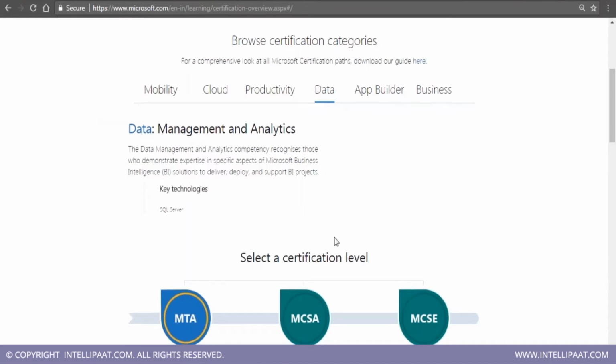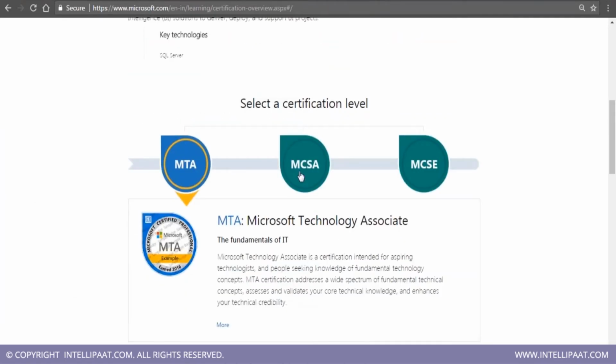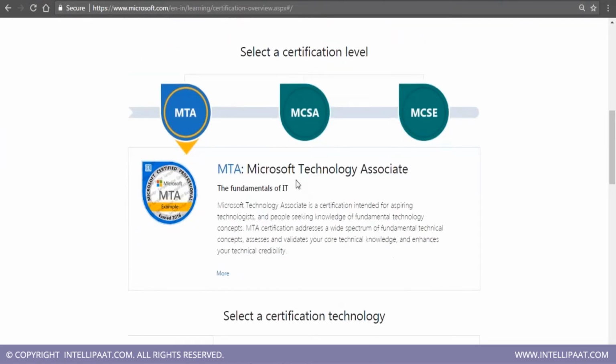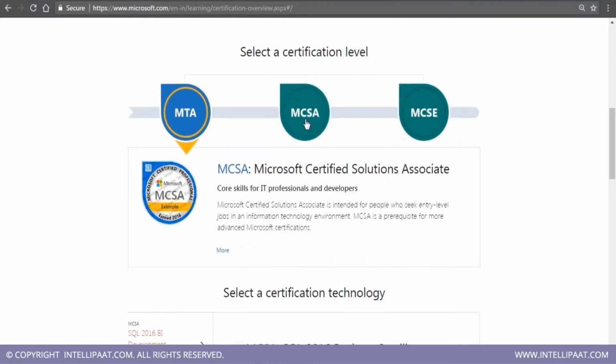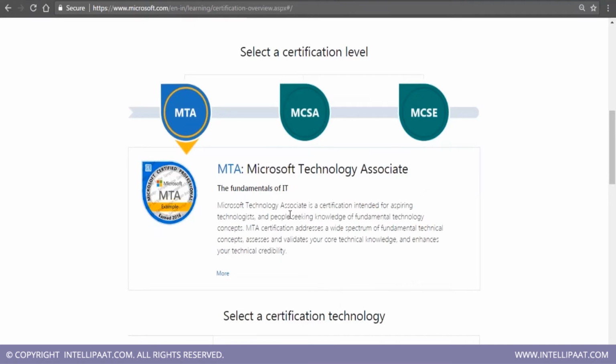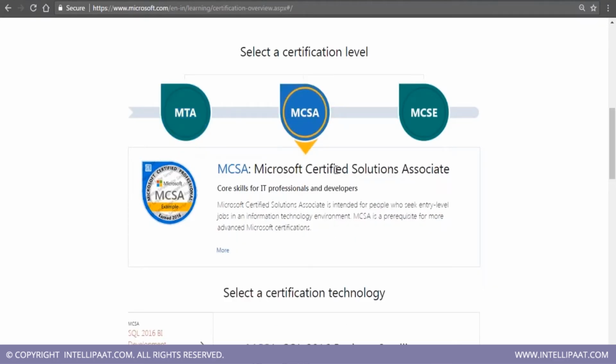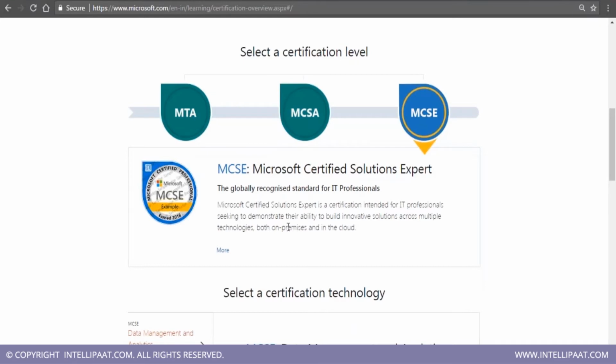So this is the data track, and you can see the different certification levels. MTA is obviously the standard level certification that you have. MCSA is the next level, and you can see the brief description, in case it's the first time you're viewing this page, just to give a brief idea about what this is. This is the fundamental level certification. This is the solution associate level certification. This is the expert level certification.